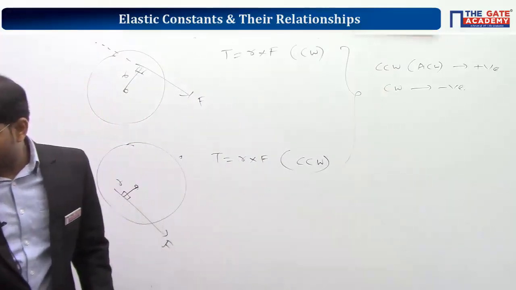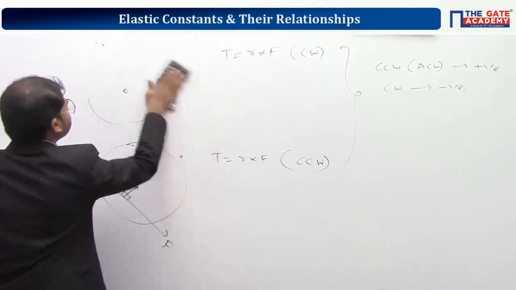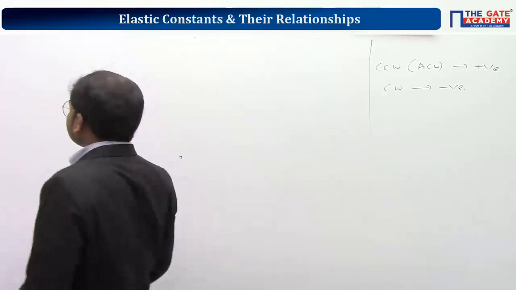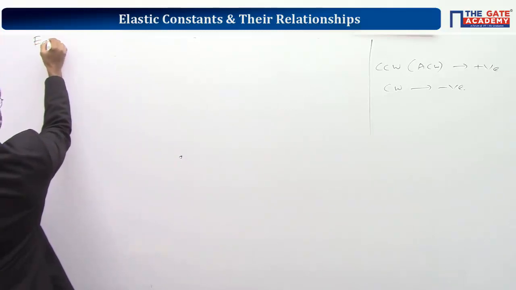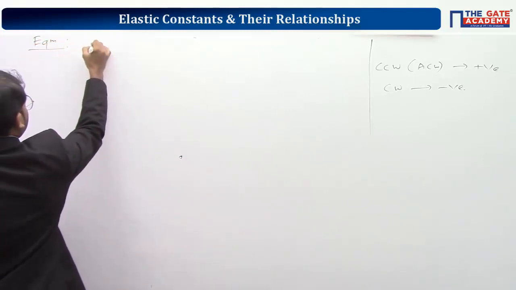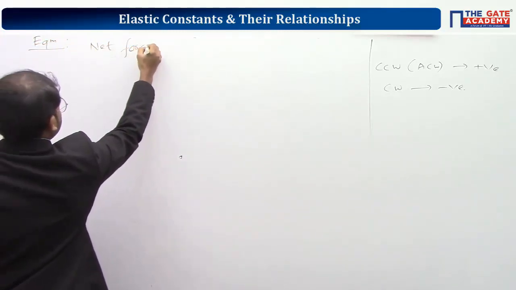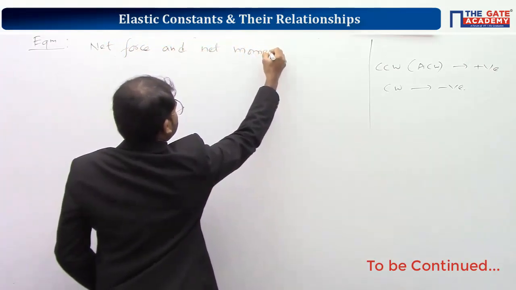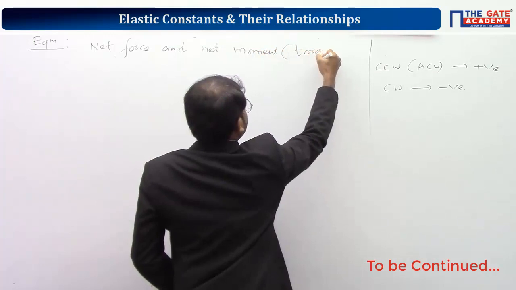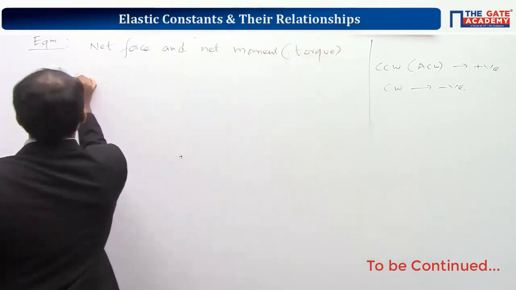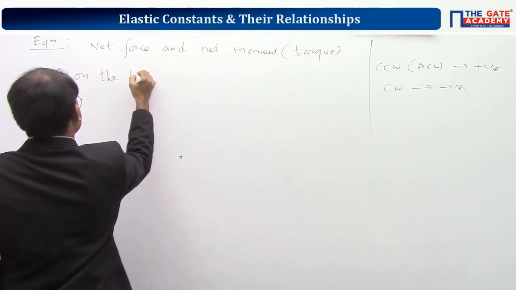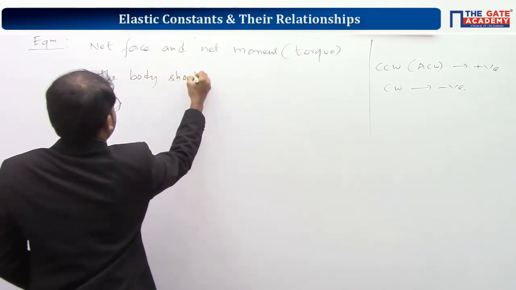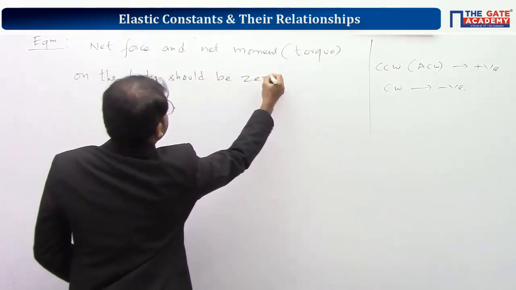Okay, I'm going with the explanation regarding equilibrium here. So, equilibrium definition: net force and also net moment or torque on the body should be 0.